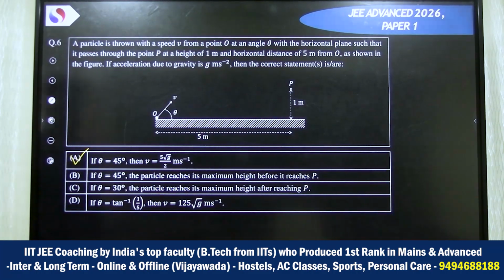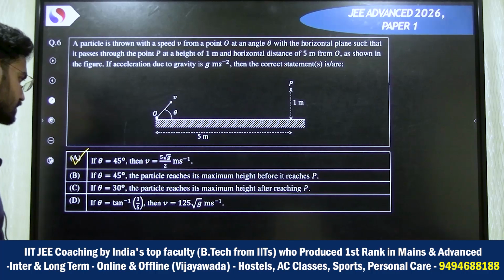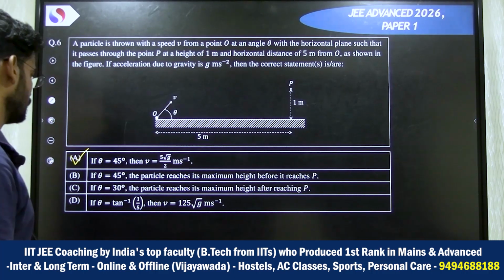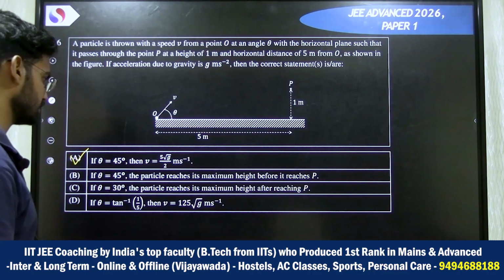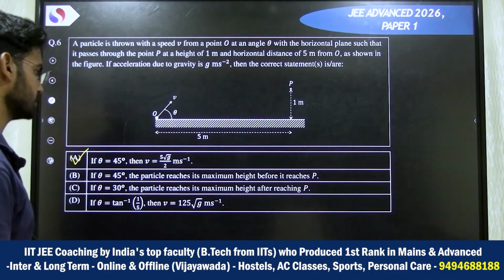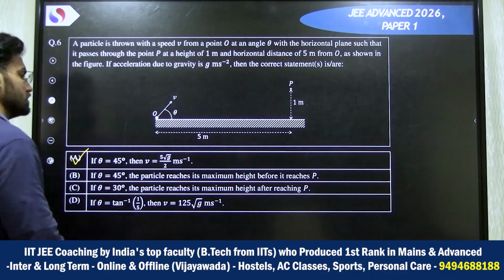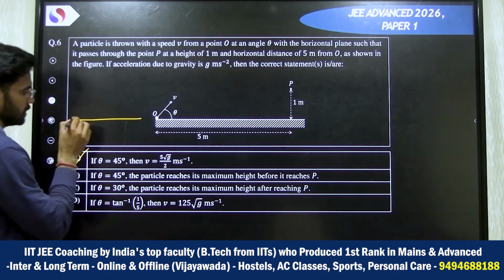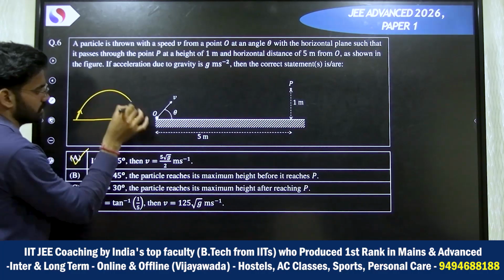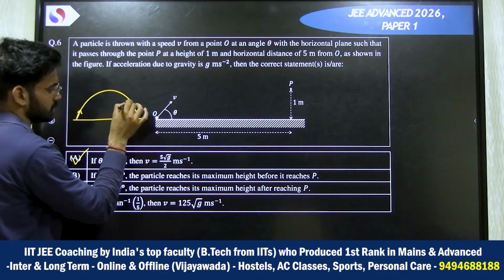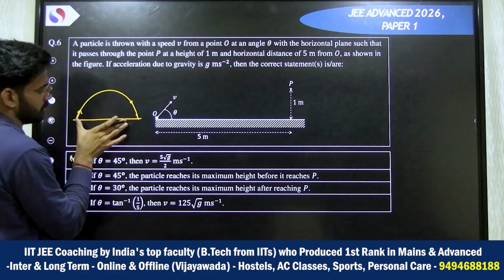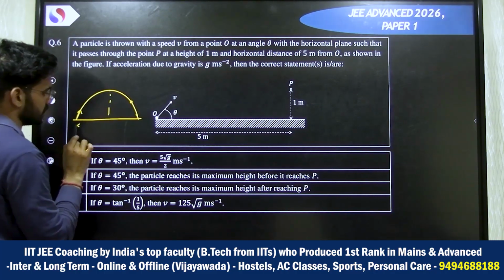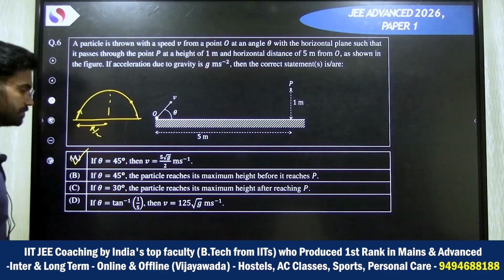A option, okay, right. Second option: if theta is equal to 45 degrees, the particle reaches its maximum height before it reaches P. Now in solving this, what you do is you go for the range. Why I am saying this: if the particle is projected from here and it hits like this, if P is here, then the 5 will be more than R by 2, because maximum height will be reached at R by 2 range.